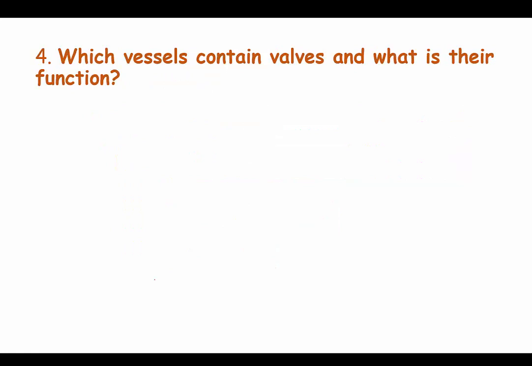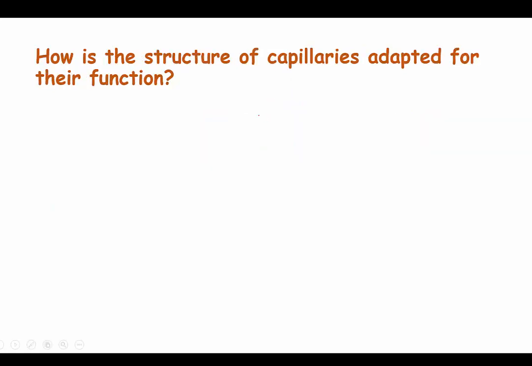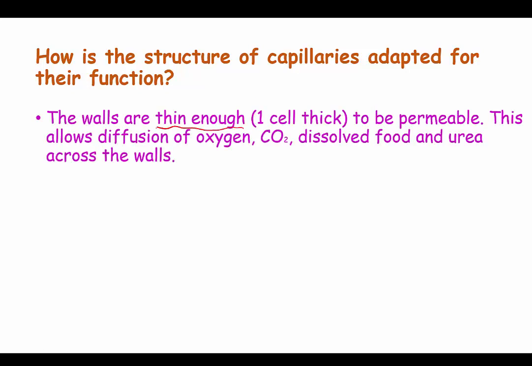Now, which vessels contain valves and what's their function? This bit is pretty straightforward. Veins have valves, and it stops blood flowing backwards at low pressure. Now, how is the structure of capillaries adapted for their function? The walls are very thin, so they're permeable. We could also associate that with a short diffusion distance, and it allows the diffusion of oxygen, carbon dioxide, dissolved food and urea across the walls.